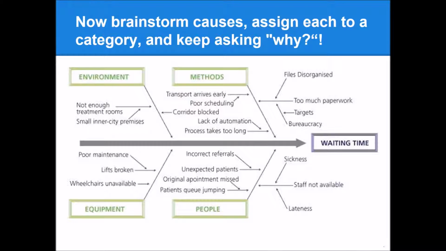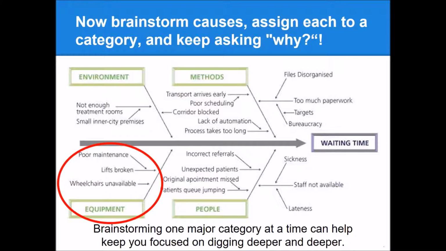Finally, for each of those broad categories, we brainstorm specific potential causes for our problem. And then for each of those causes that we think of, we dig down deeper and deeper by asking why. Why might this be a problem? Why might this be a problem? Further and further down. It's helpful when brainstorming to try to brainstorm about one broad category at a time and to really try to flesh out all the potential contributors in that category that you can.